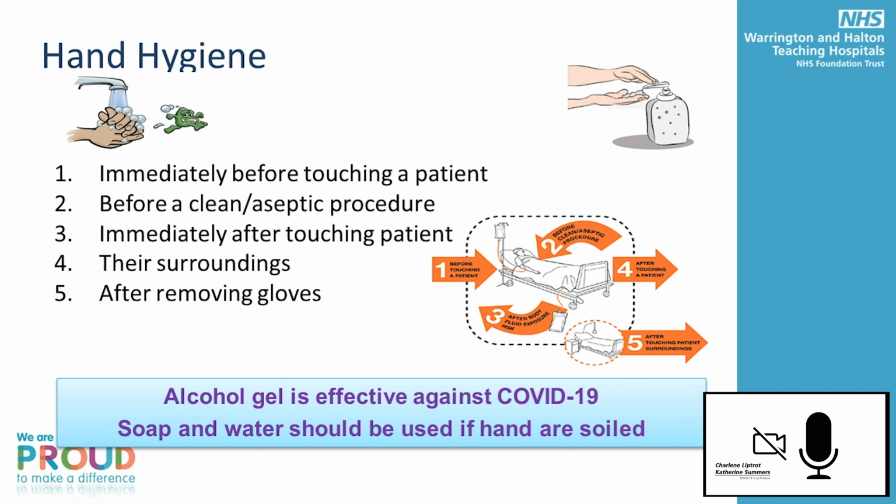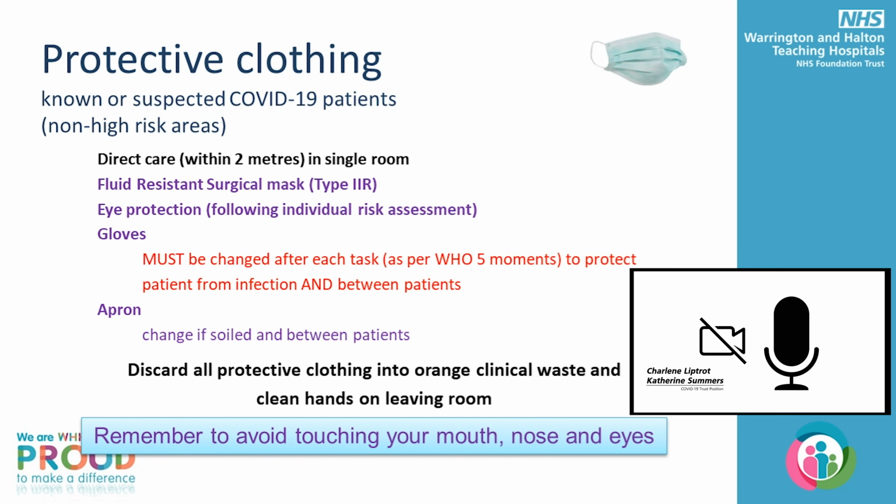Hand hygiene, so immediately before touching a patient, before you complete a clean or aseptic procedure, immediately after touching the patient's surroundings, and after removal of gloves. Alcohol gel is effective against COVID-19 and soap and water should be used if the hands are soiled. So it's just following your WHO 5 moments of hand hygiene. Protective clothing should be worn for all patients at all times within 2 metres.